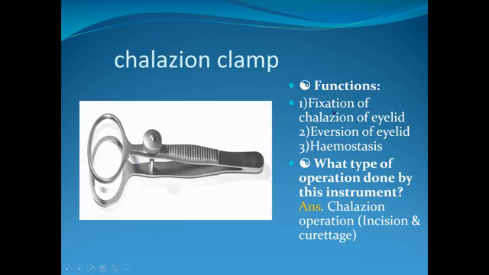Function: fixation of the chalazion eyelid, fixation and eversion of the eyelid, and hemostasis. There are two functions of this chalazion clamp. And what type of operation is done by the instrument? Chalazion operation. The particular name of chalazion operation is incision and curettage.